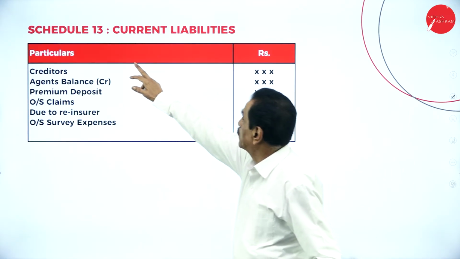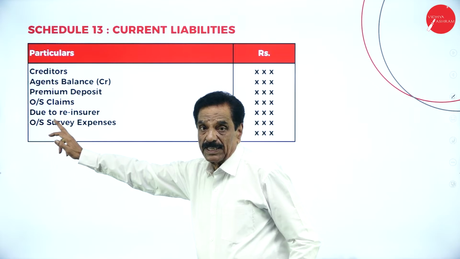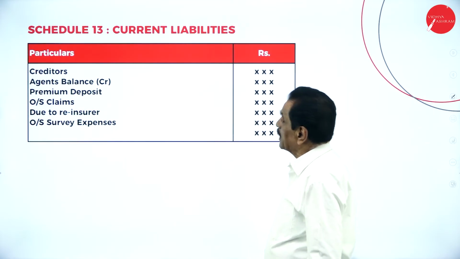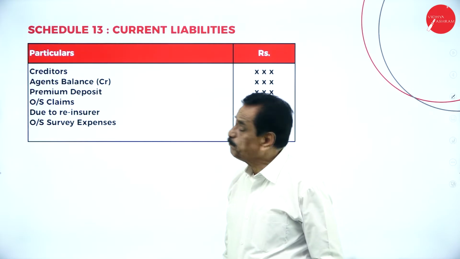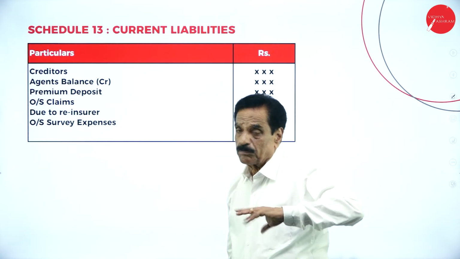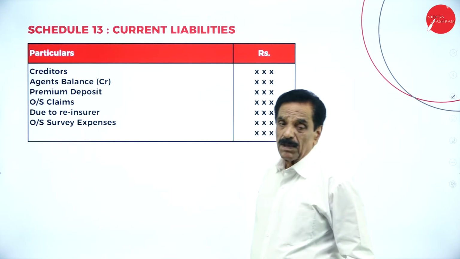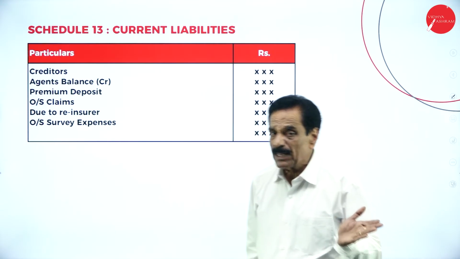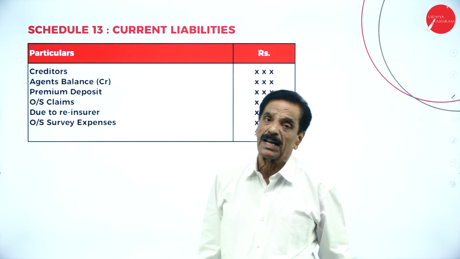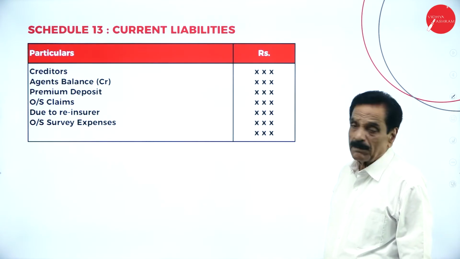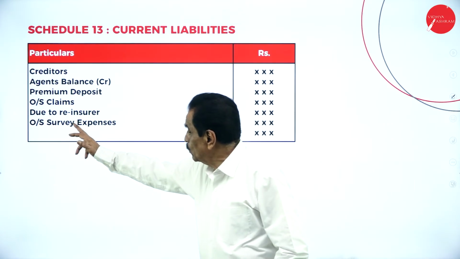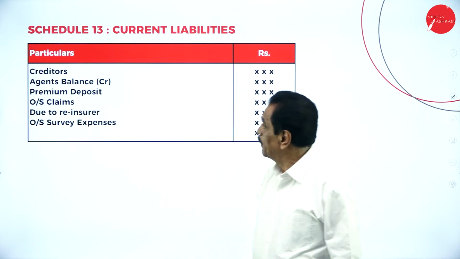Then schedule number 13, current liability: creditors, agent balance credit side, that will come on the liability side of the balance sheet. Premium deposit, somebody deposits premium, you have to pay back. Outstanding claim, if a claim is in the trial balance, directly it will come on the liability side of the balance sheet. If it is an adjustment, that should be added to claim, then liability side of the balance sheet. Due to insurer, which you have to pay.